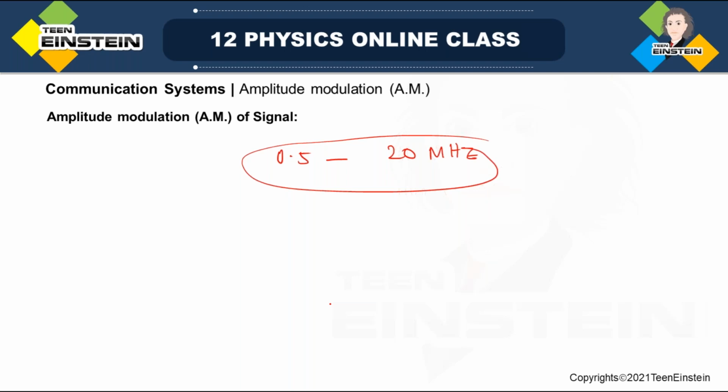Next day we'll try to cover both phase modulation and frequency modulation. There are three types of modulations. We had discussed in detail about amplitude modulation of the signal. Now in the next class we'll discuss phase modulation and frequency modulation in detail. So we'll stop it here for today.